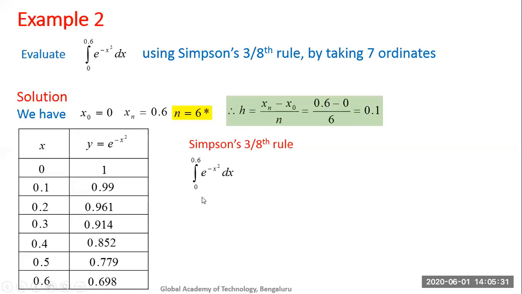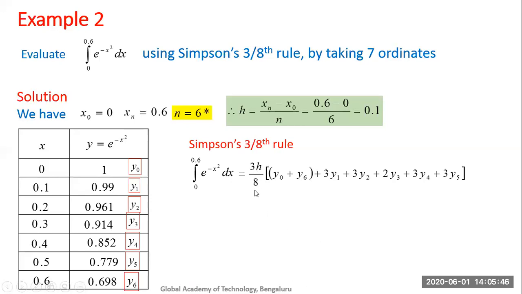To write the formula, we should know the number of y values. So label them y0, y1, up to y6. So yn is y6 here. The formula becomes 3h by 8, y0 plus yn. So n is 6 here, so y0 plus y6 is the first term.